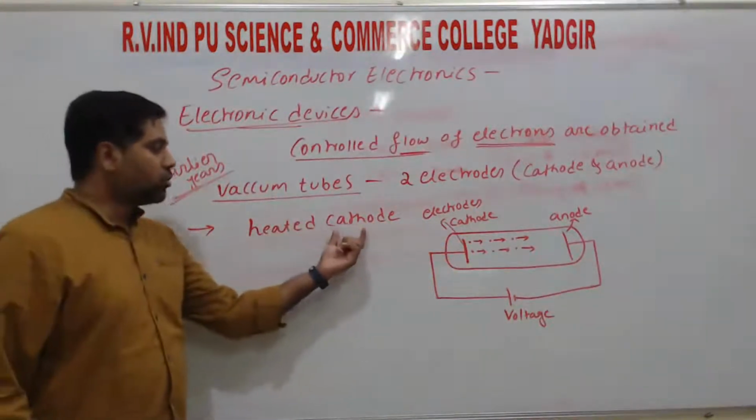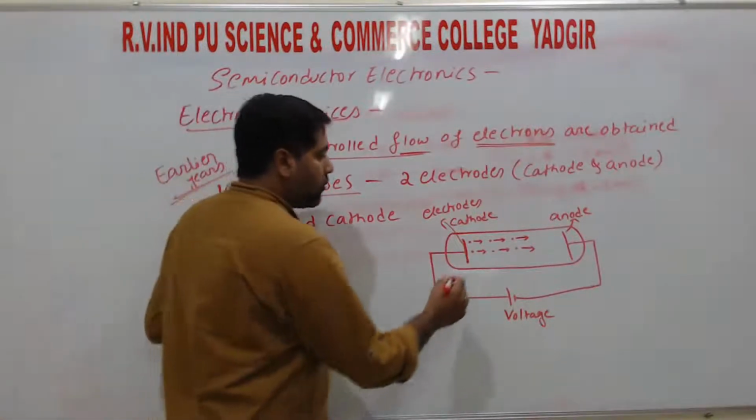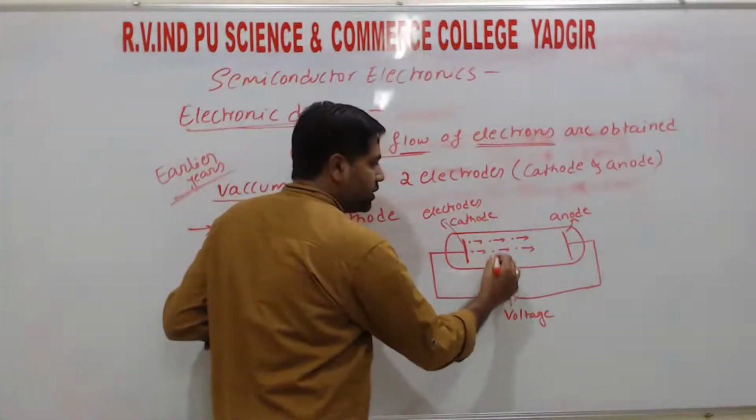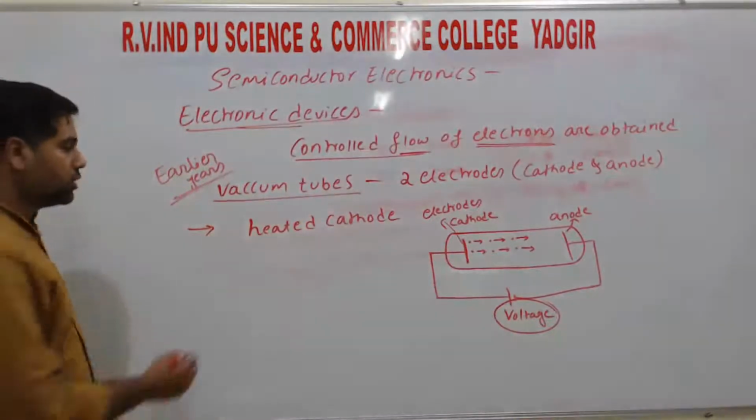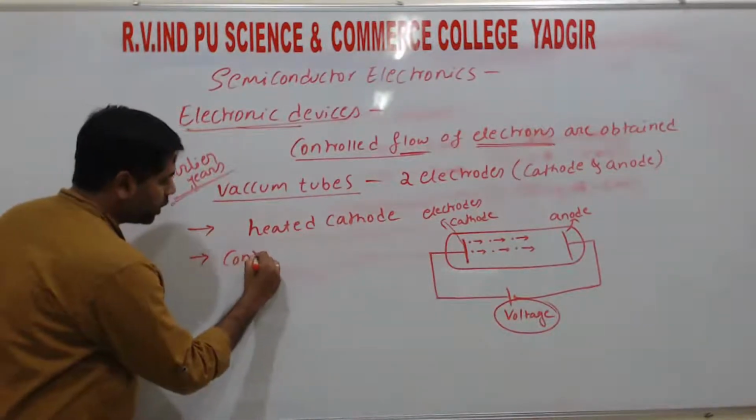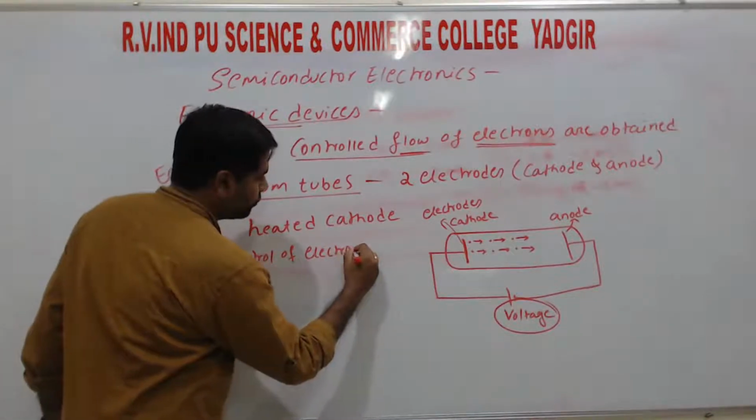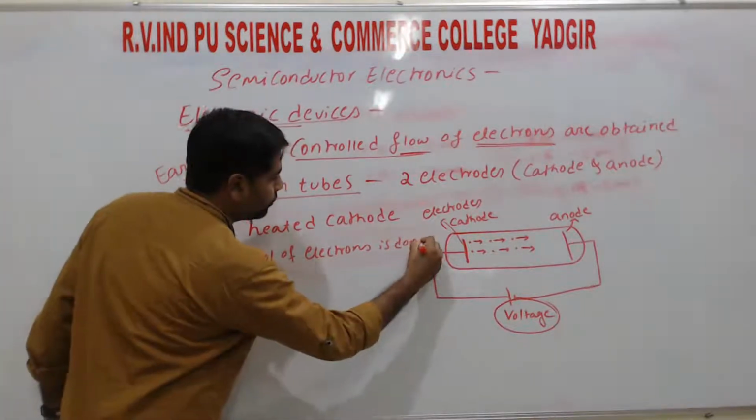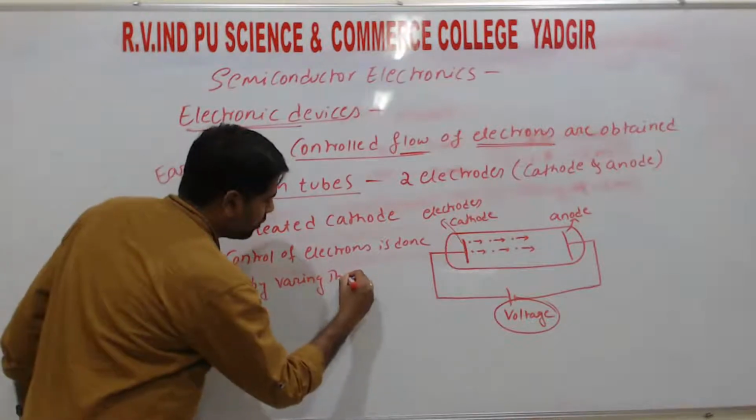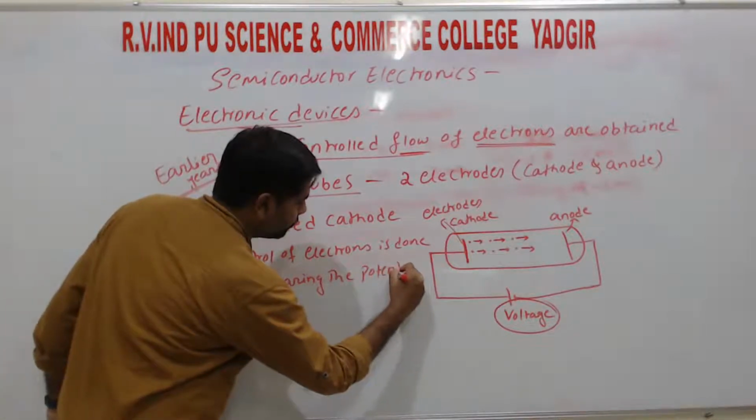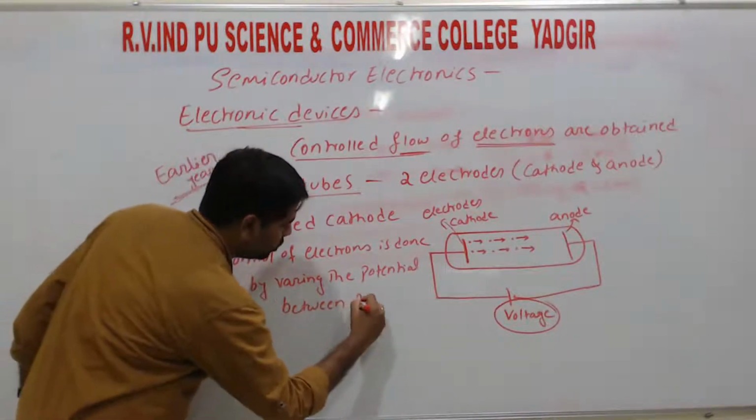Next, the electrons are emitted by the heated cathode. Next, to control the flow of electrons flowing in this vacuum tube, we vary this voltage, right? So the second point is that control of electrons is done by varying the potential between the two electrodes.